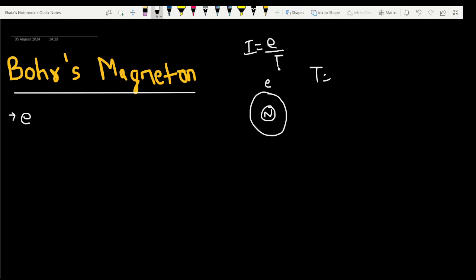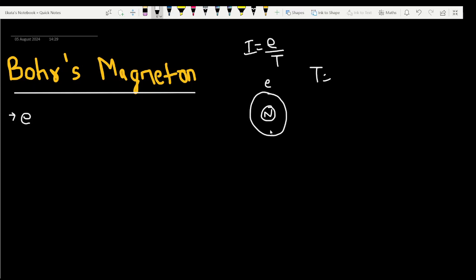So if it's moving in a circular path or orbit, it forms a current loop, and it is also a very good concept that moving charges create a magnetic field. We'll discuss that later. But first, this is an electron moving around the nucleus, having charge e, and if it moves around the nucleus in a particular time period, it forms a current loop around this nucleus.